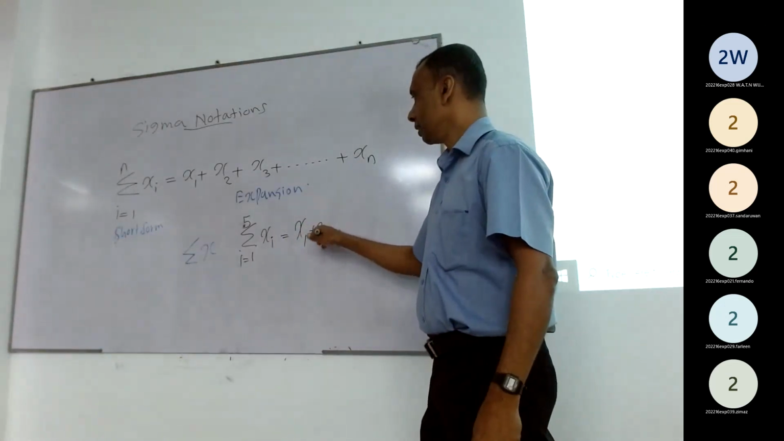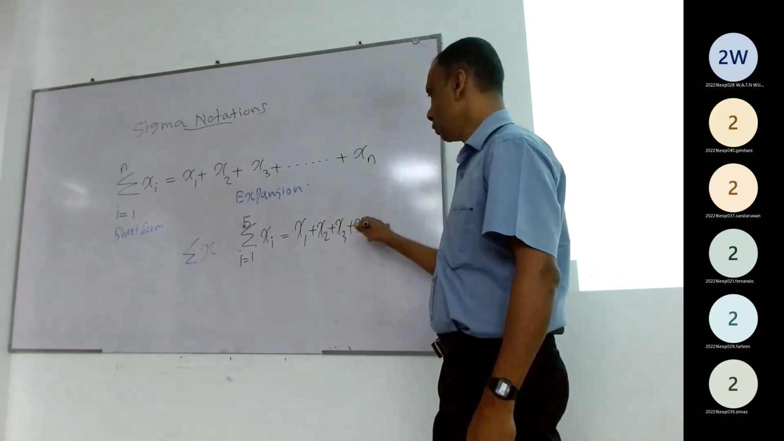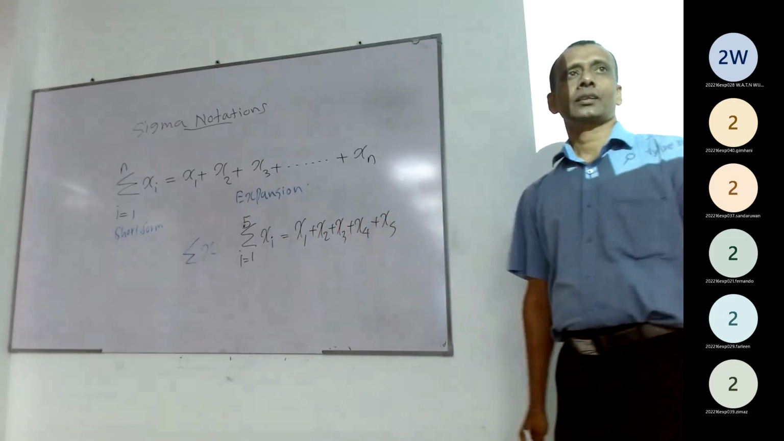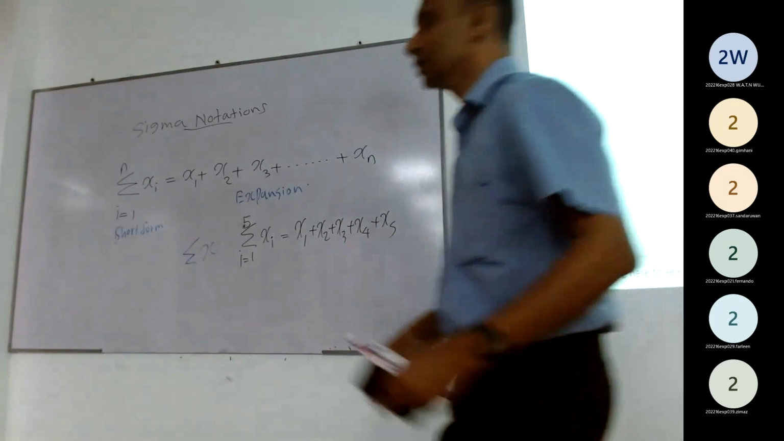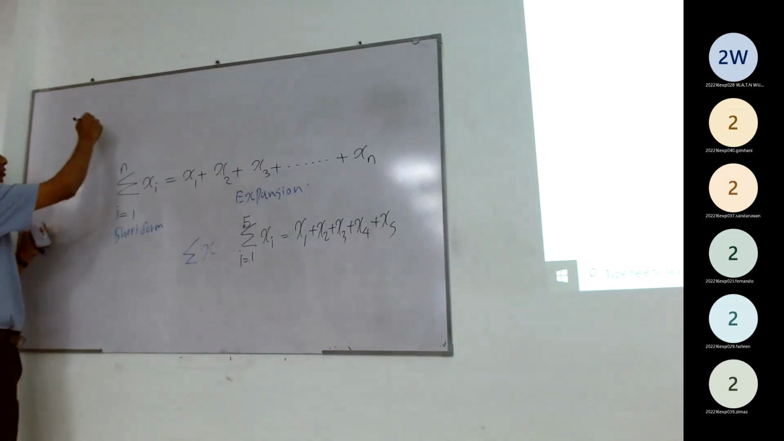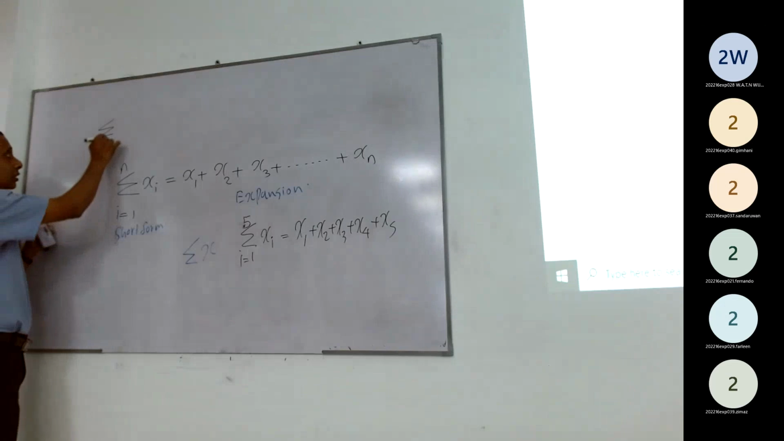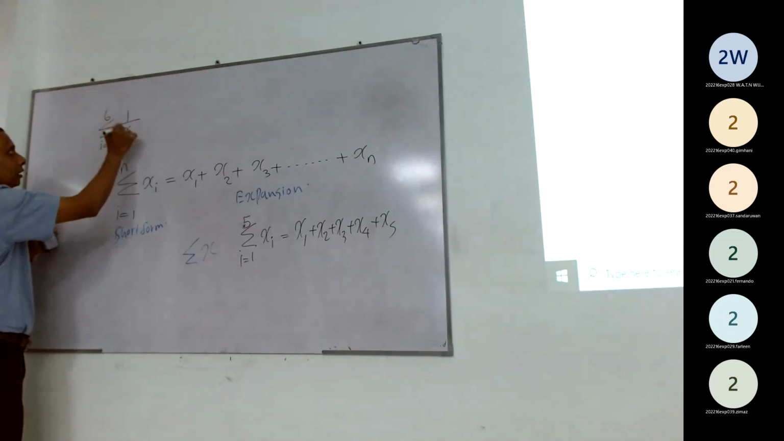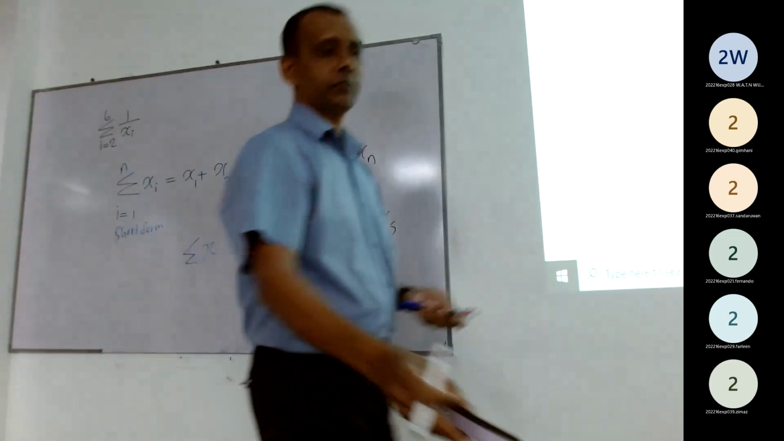X1, X2, X3, X4, X5. That expands. Right, now do this one. Sigma i equals 2 to 6, 1 over Xi. 1 over Xi.